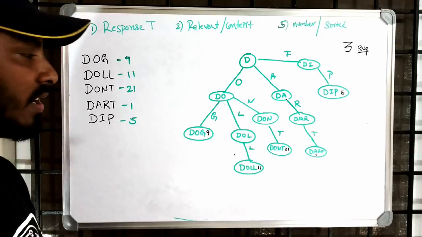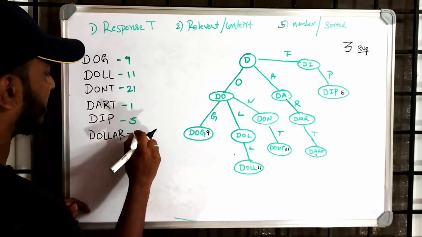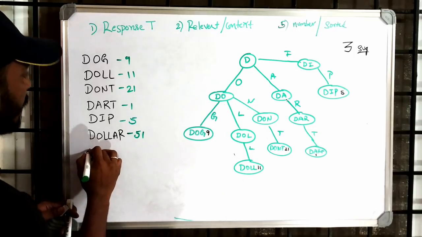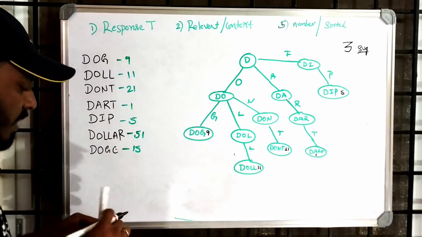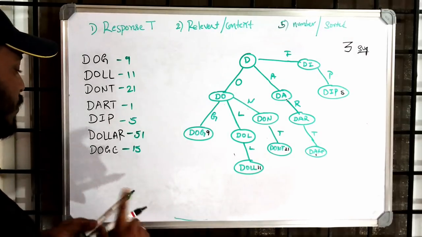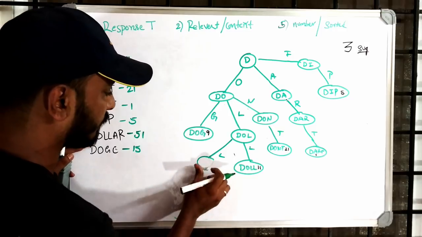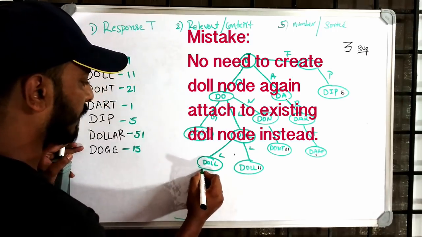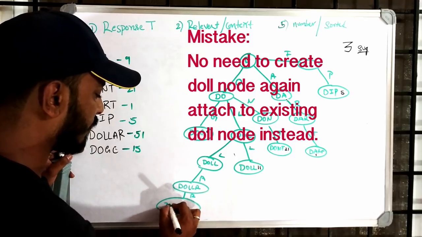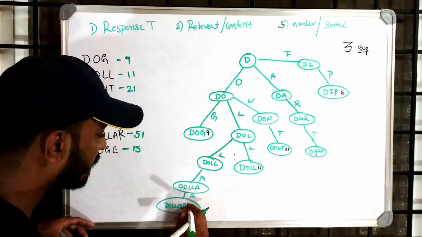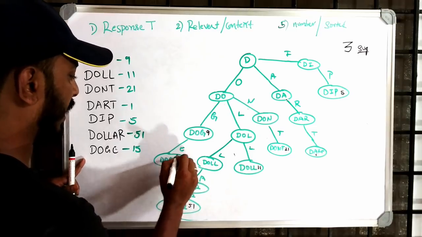To make this Trie data structure a little more complex, I will add a few more words, for example D-O-L-L-A-R with some ranking, say 51, and I'll add one more word, D-O-G-E, with a ranking, say 15. Now let's update this Trie data structure to accommodate these two new words. That is D-O-L-L, we have one more L, then A, D-O-L-L-A, then R, D-O-L-L-A-R with ranking 51, and D-O-G-E, for that, with the E, we have D-O-G, which is a valid word with 50.